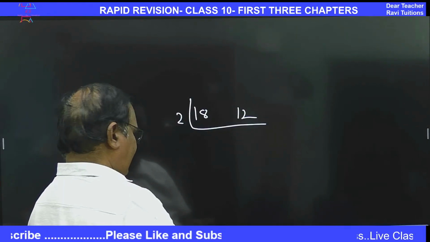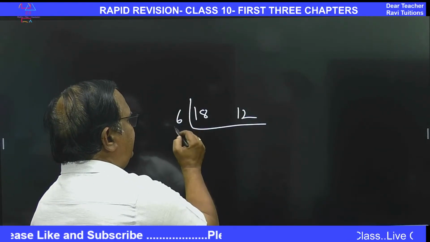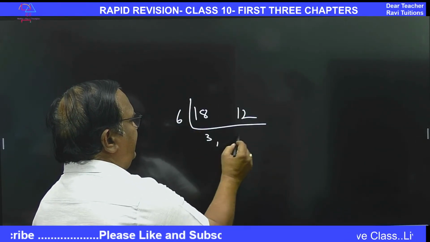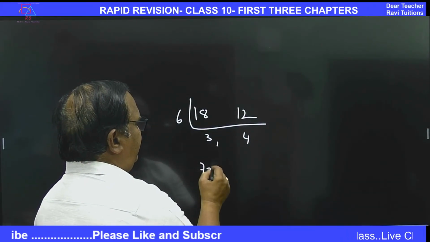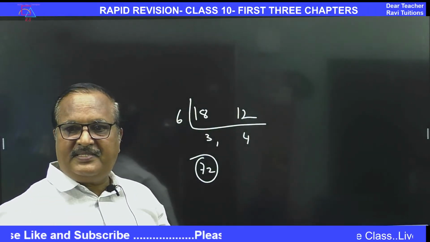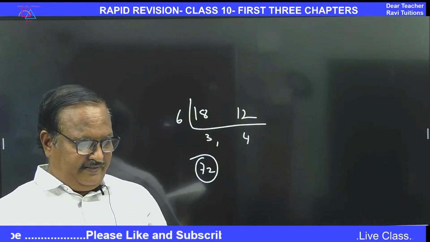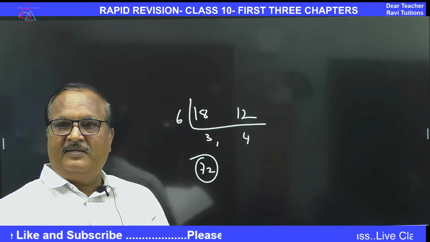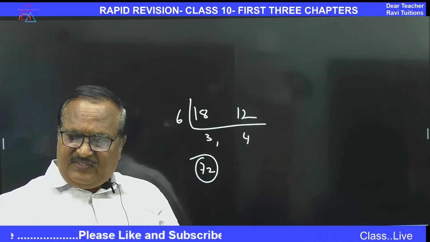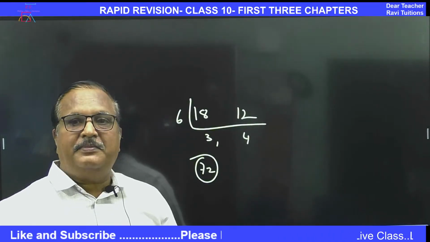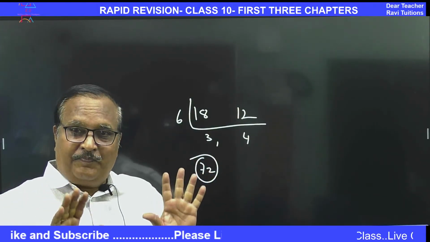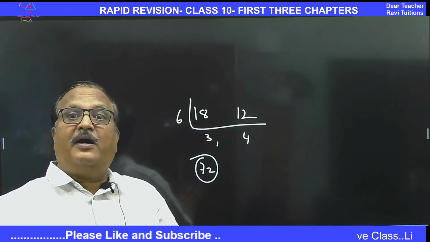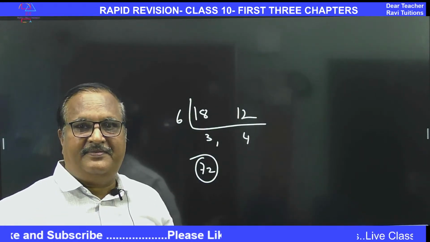I'll write directly 6, 3 and 4, 72. After 72 minutes they will meet again. Okay. So in this word problem you just remember you have to find out LCM or you have to find out HCF.